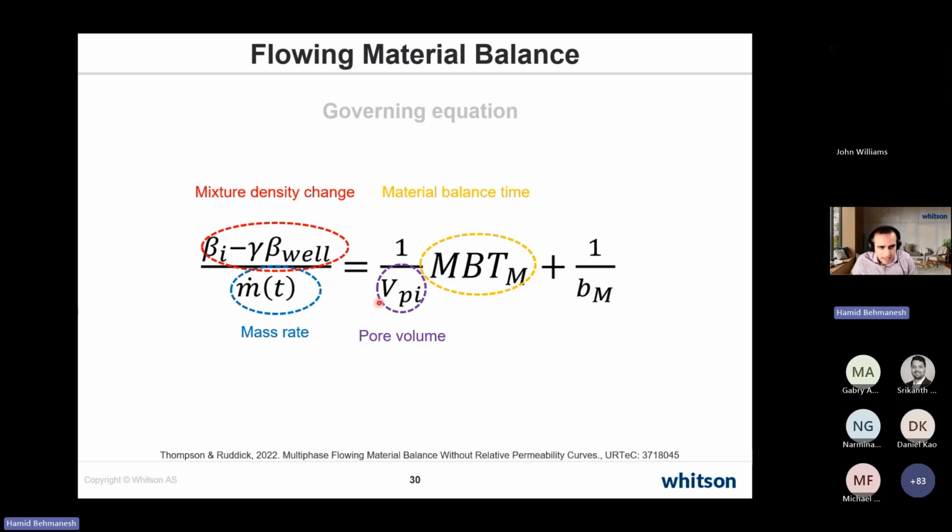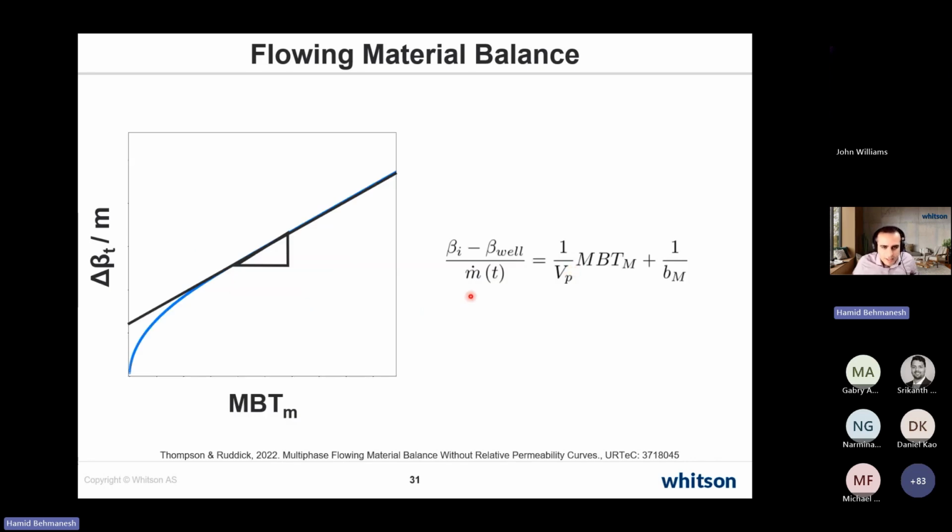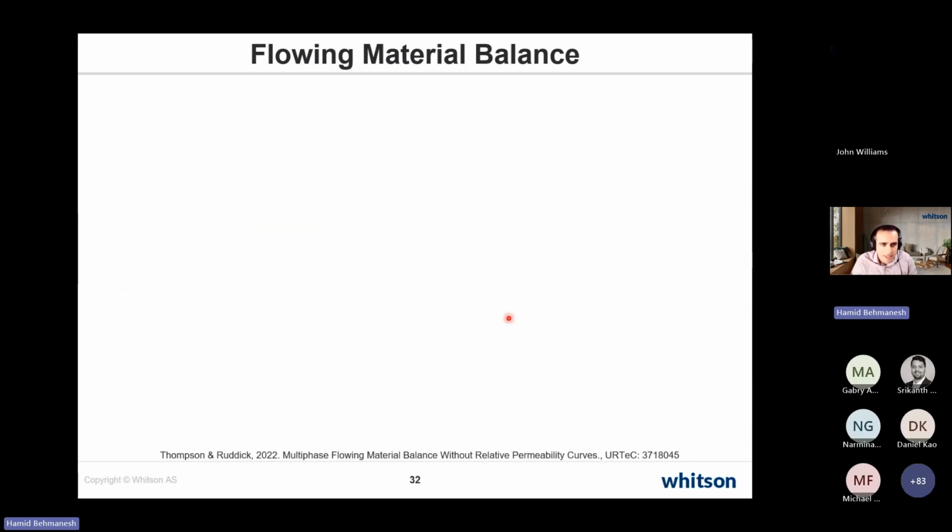This is the slope of the line. You see the slope of this line is proportional to the inverse of pore volume. And this is simply the intercept. I'm going to talk about the intercept as well. So if we plot the data, this is the y-axis, this is the x-axis, and this is going to be my intercept, and this is the inverse of that. This is the graphical representation of this equation here.